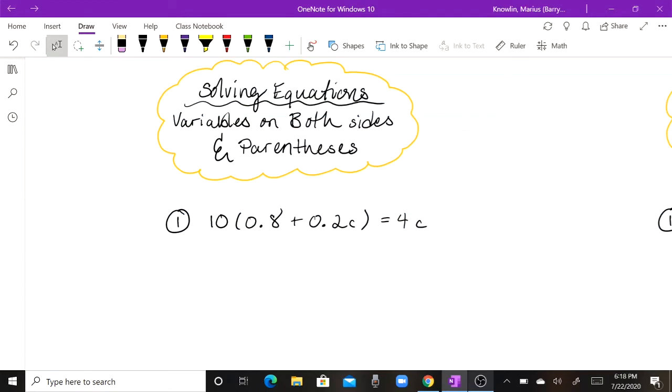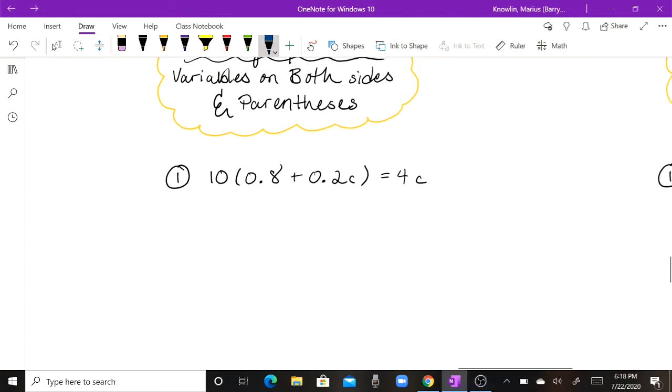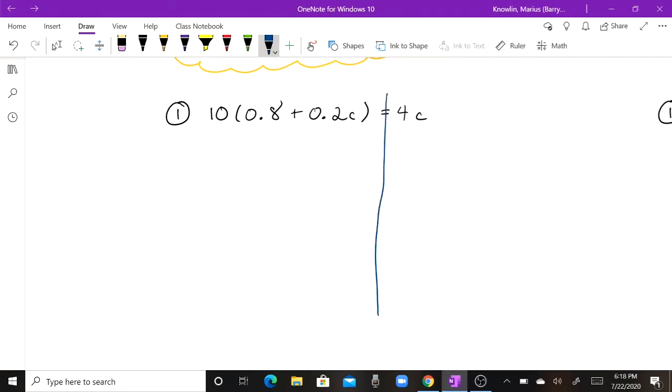Another way that we can solve number one is, instead of distributing the 10 on the left side, we can start off by dividing both sides by the 10, because really this 10 here is one of the factors. So if we don't want to distribute, you could essentially show that you're dividing both sides by 10. So let's rewrite this: 10 times 0 and 8 tenths plus 0 and 2 tenths c equals 4c. And now I'm going to show that I'm dividing both sides by 10.